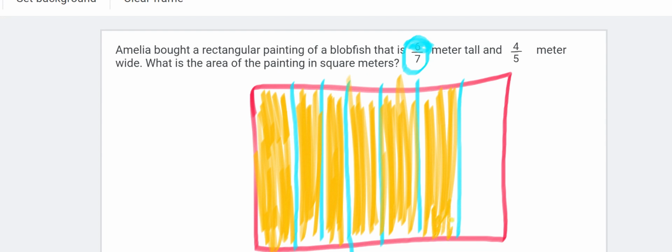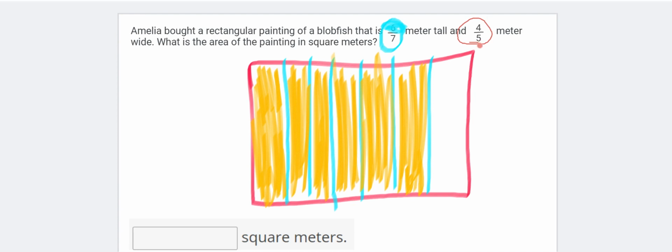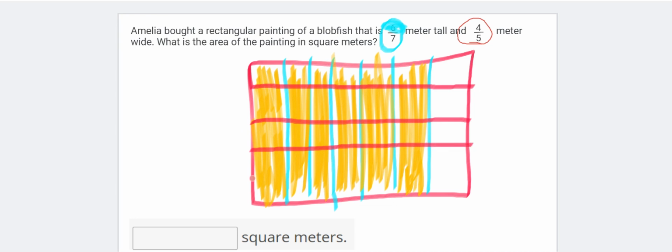Now that I've split it up and down, now I want to split it side to side or into rows. Now I have the fraction 4/5. What is the denominator in 4/5? That's right, the denominator is 5. So I want to split it into 5 rows. So let's see, I have 1, 2, 3, 4, 5. And let me double check. 1 row, 2 rows, 3 rows, 4 rows, 5 rows.